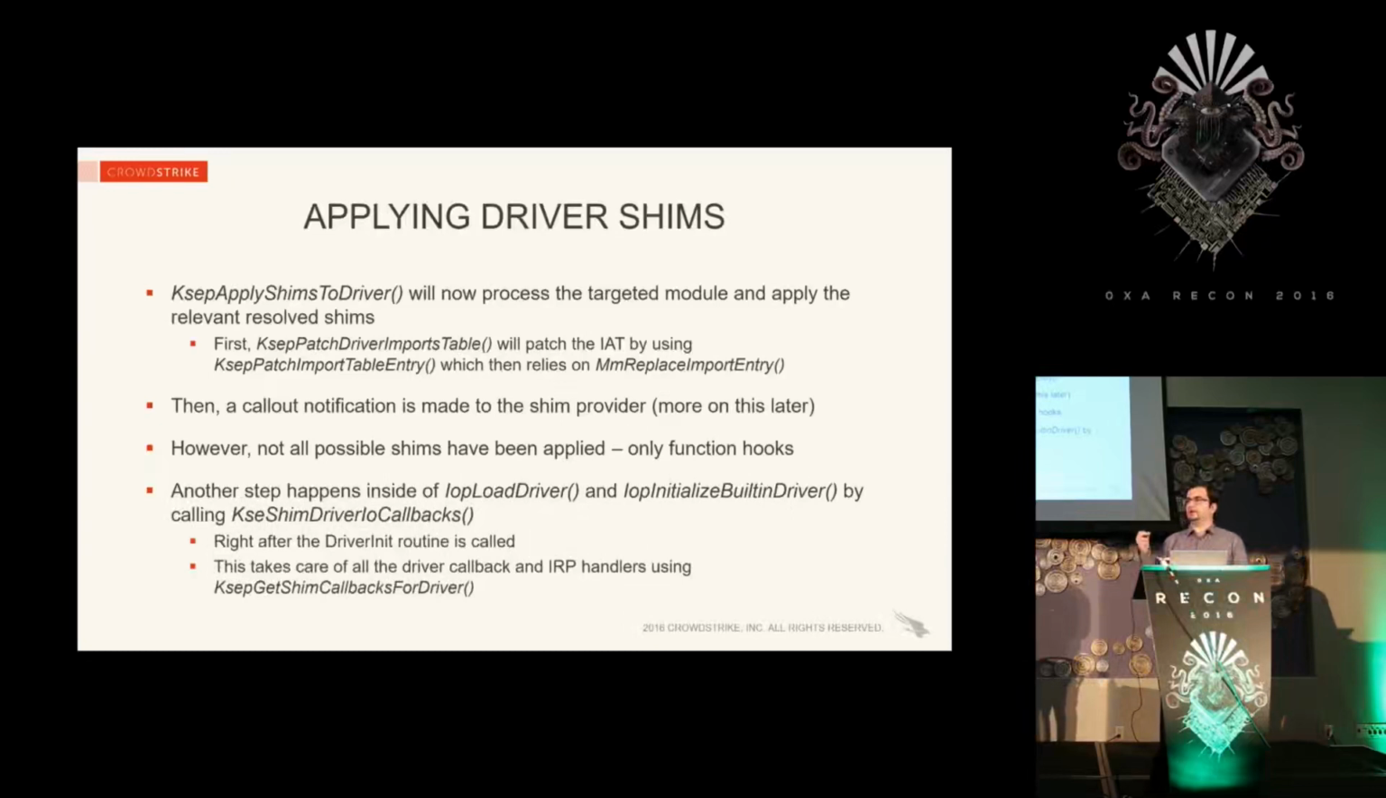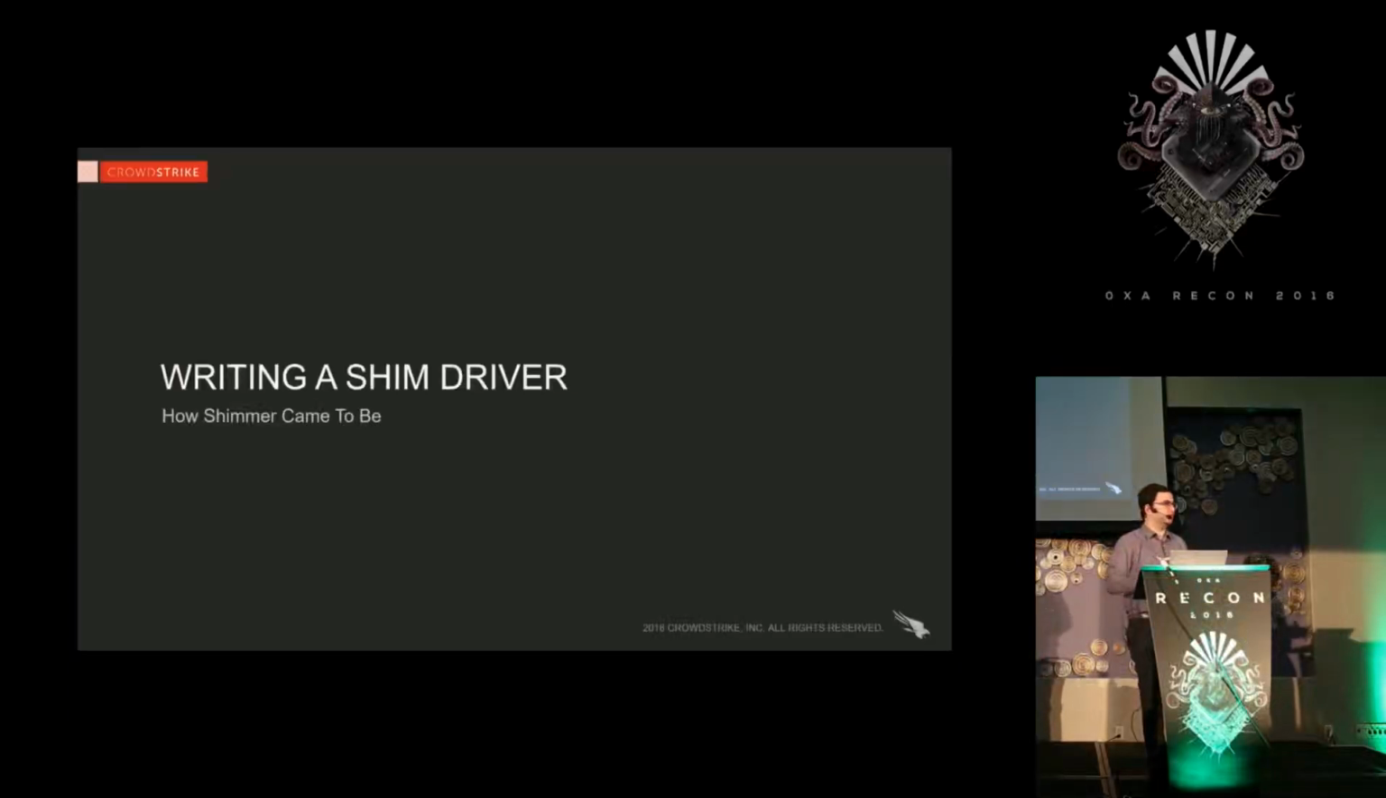So once your driver actually initializes, which is done by IopLoadDriver or IopInitializeBuiltInDriver, then we call KseDriverIoCallbacks. This will now call KsepGetShimCallbacksForDriver, and it's going to hook your driver callbacks, driver init, driver unload, start IO, add device, and then it's going to hook all your IRP handlers based on whatever my shim describes. So two stages here. First stage, hook the imports as soon as the driver loads. Second stage, hook the callbacks and the IRPs as soon as the driver is initialized. And then the shim is fully active.